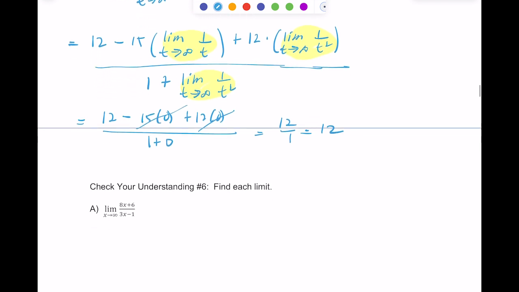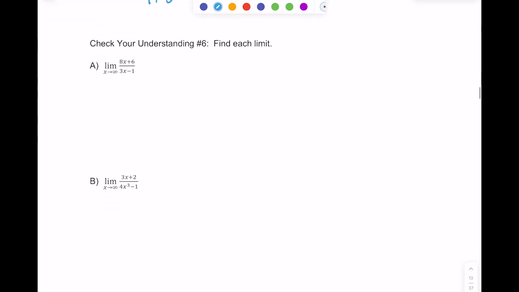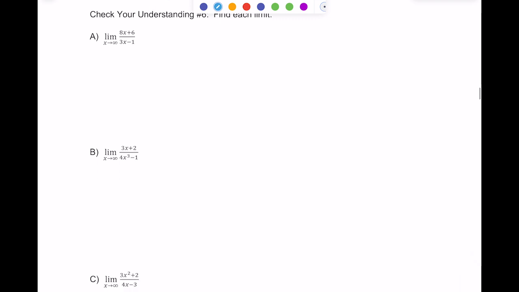So at this point, you can pause the video, and there's 4 practice problems here that you can try to evaluate for more practice. Okay, I'll do one of these with you.